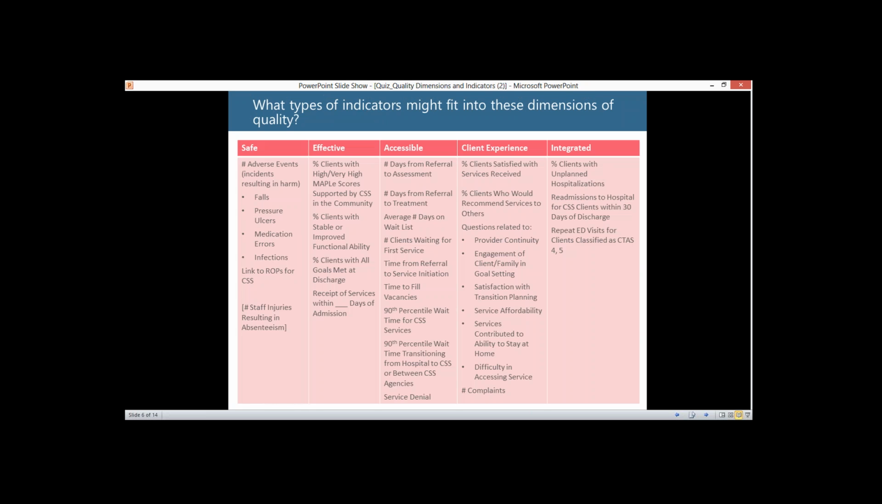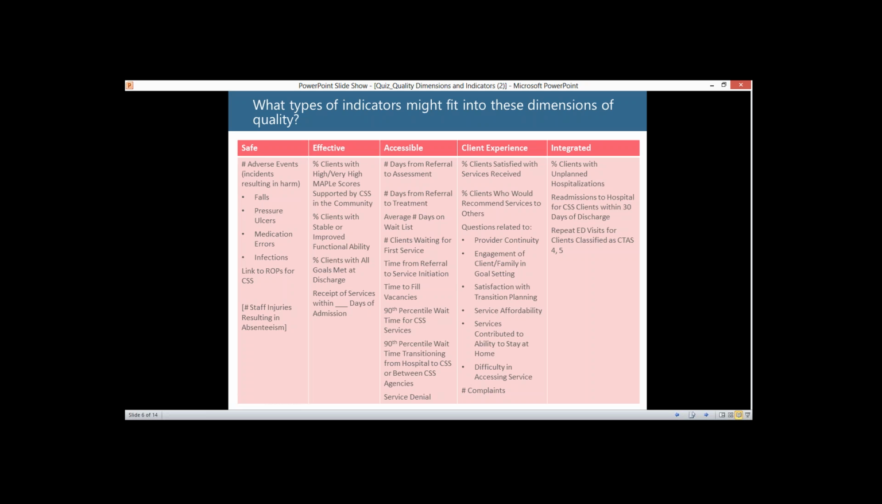I'm often asked what types of indicators might fit into these 5 dimensions of quality. This is not a list that's being developed by an official organization of common indicators for the CSS sector. Indeed, OCSA is in the midst of discussions with Health Quality Ontario to partner together and consult with the field on a common set of indicators that might be used by the sector in the future. So let's take a look at some of the potential indicators that can fall within each of these 5 dimensions.